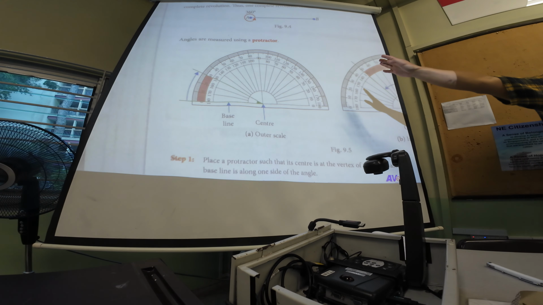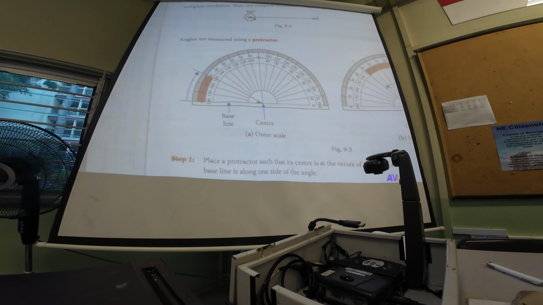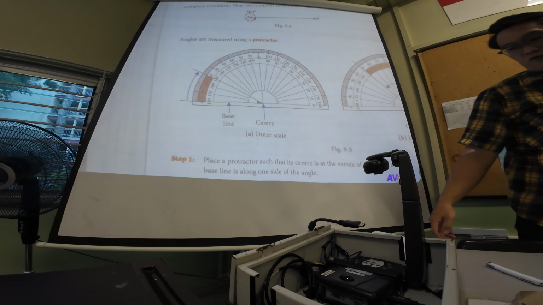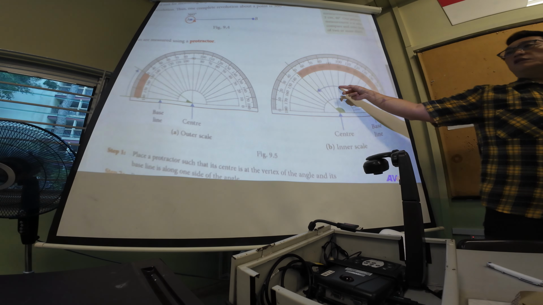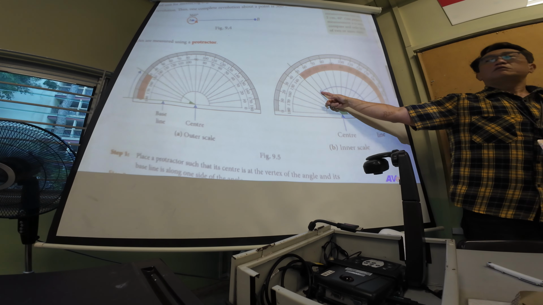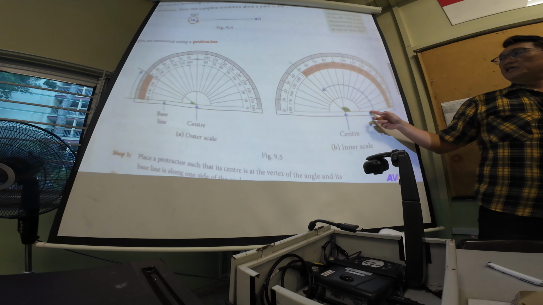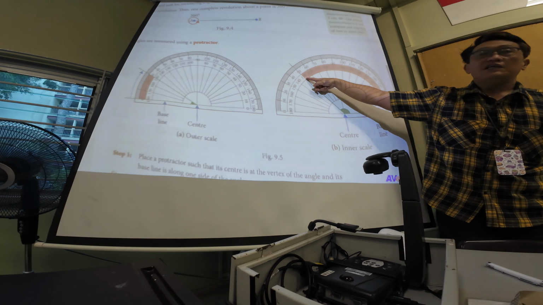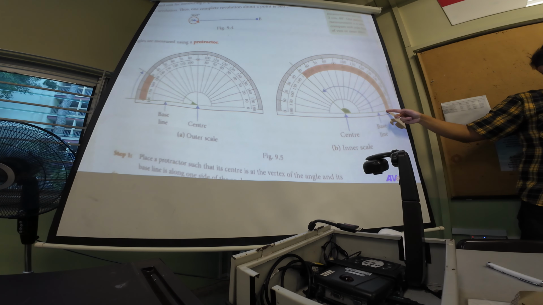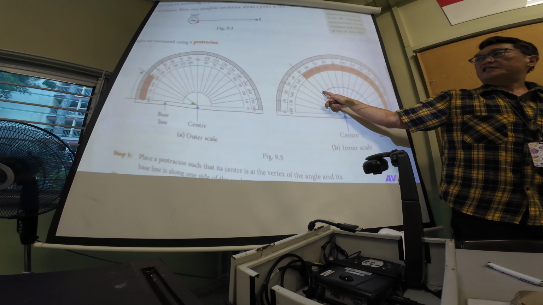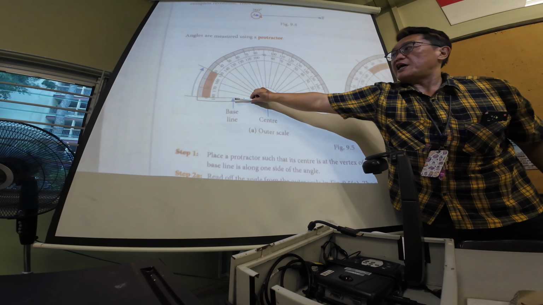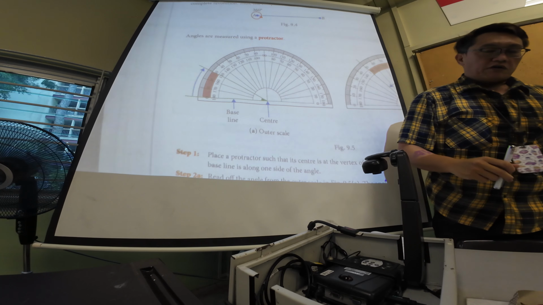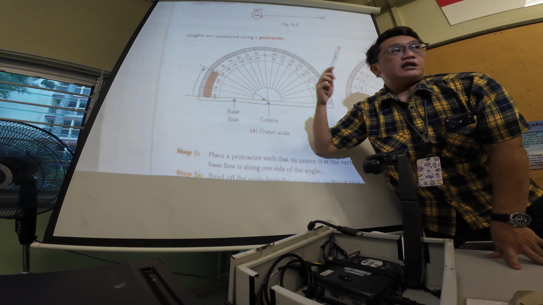Okay? So you must be able to read your protractor. Know how to use your protractor to read the angle. Okay? This rotation from here to here is 130. This time round, we are starting to read from 0 on this side until 130 on this side. Whereas the other one, we are reading from this side until here. So it is from 0 until 30.